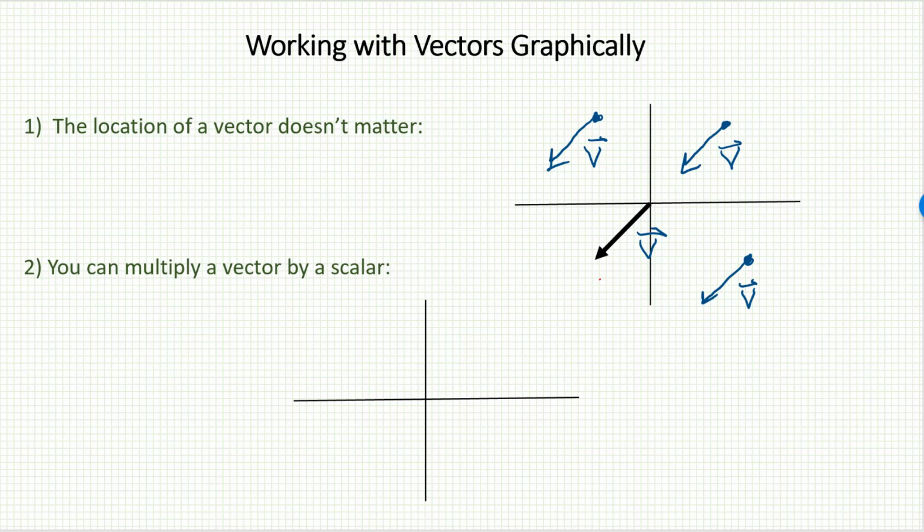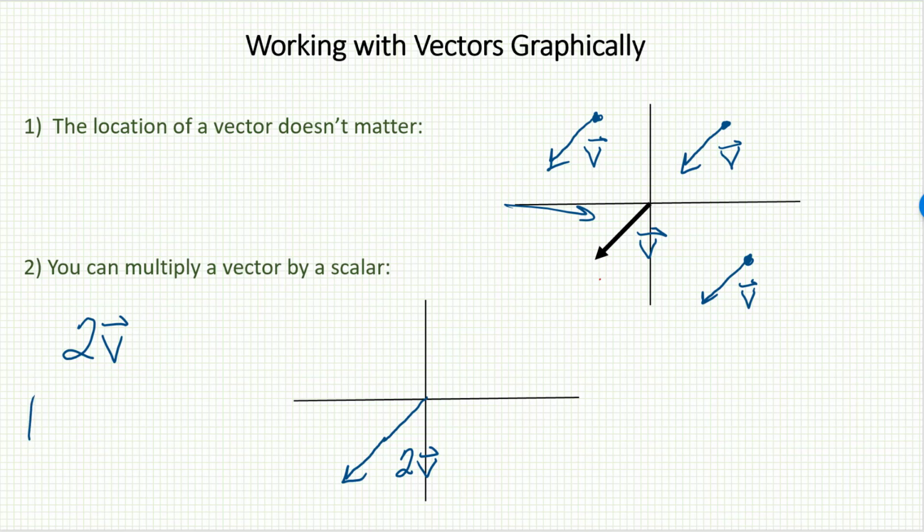Principle number two, you can multiply a vector by a scalar. Remember, a scalar is just a number. So using that same example, what if I wanted to draw vector 2v? Well, you can probably guess what's going to happen. Here's a picture of vector v. Vector 2v would be the same thing, only twice as long. So it heads in the same direction, it's just twice as long as it was before.